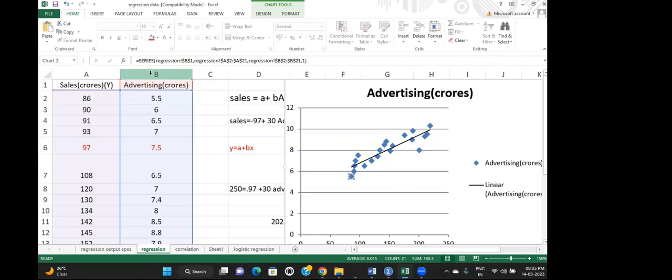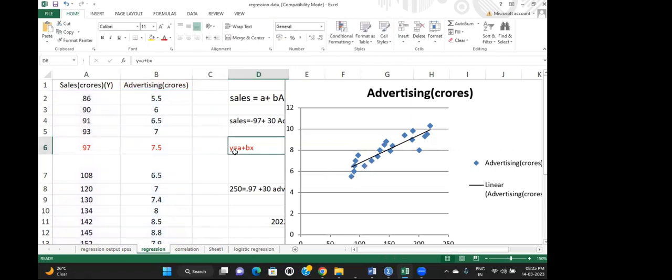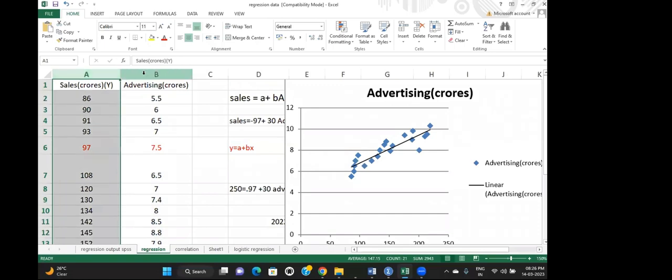Let me repeat this again. How do we represent the regression line? We make it in the form of an equation: Y is equal to A plus BX plus E. So what does Y is equal to A plus BX represent? This is the example that I'm taking, sales and advertisement, bivariate regression.